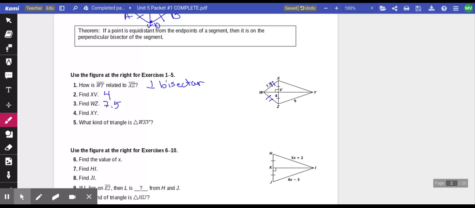And then to find XY, again, Y is on the perpendicular bisector. So ZY is equal to XY because every point is equidistant from both ends. Therefore, XY is also 9. What kind of triangle is WXV? So WXV is a right triangle.